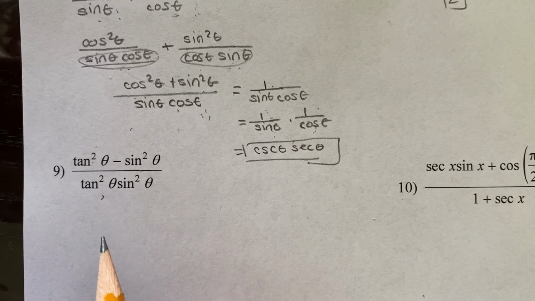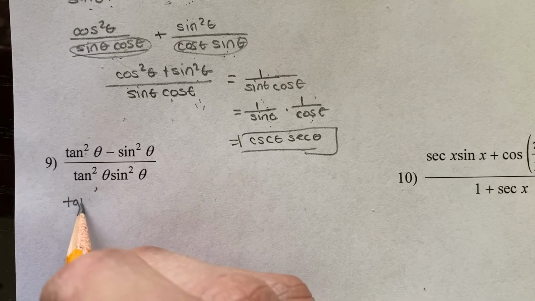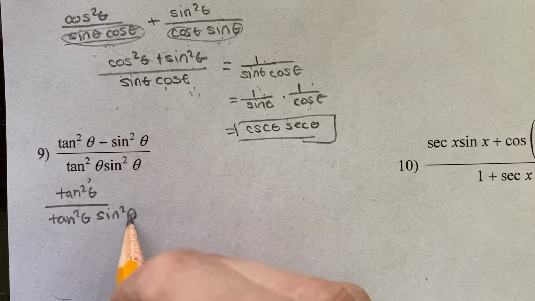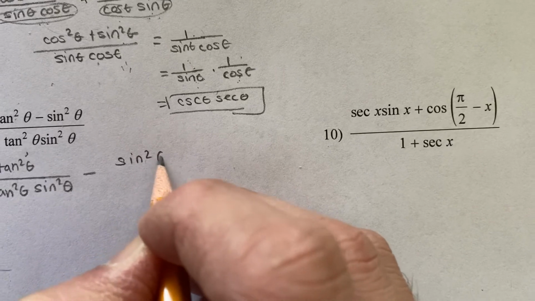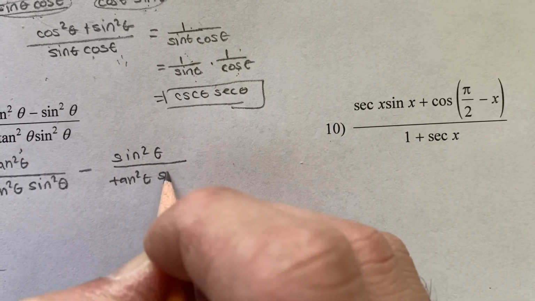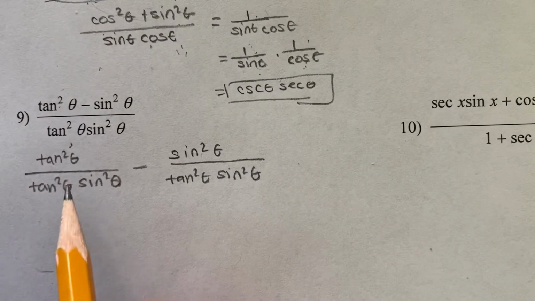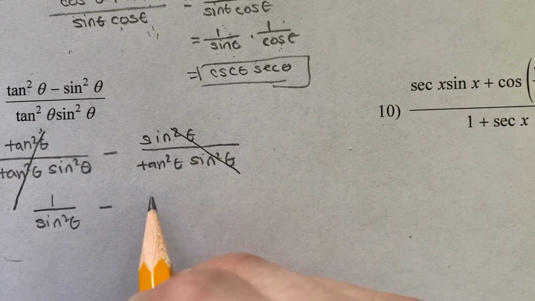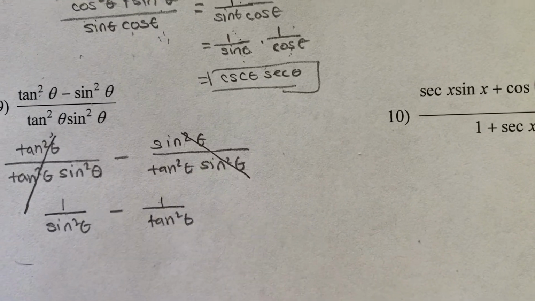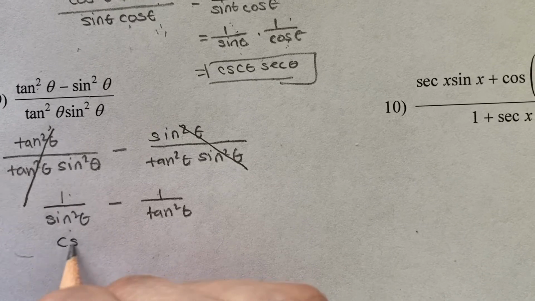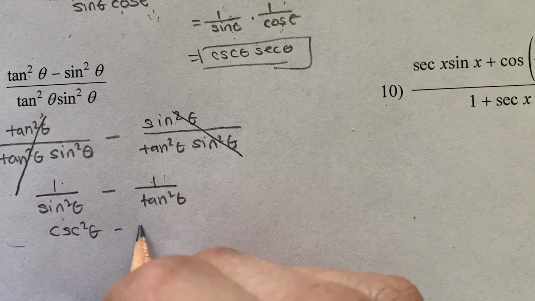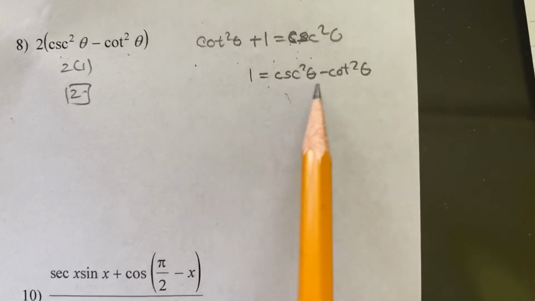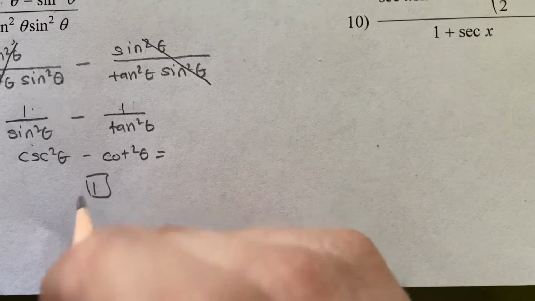But what I'm going to do is split up my fraction. I can do this: tan squared theta over tan squared theta sine squared theta minus sine squared theta over tan squared theta sine squared theta. Now take a look, these tangent squared thetas are going to cancel out. These sine squared thetas are going to cancel out. 1 over sine squared is cosecant squared. 1 over tan squared is cotan squared. And we said in this previous section that cosecant squared minus cotan squared is just 1. And so your final answer is just 1.